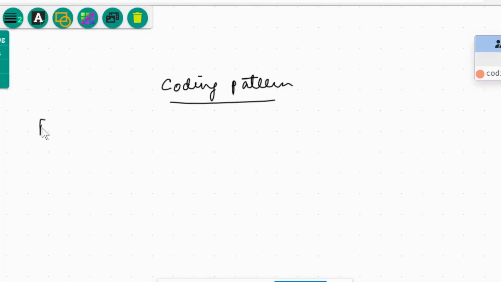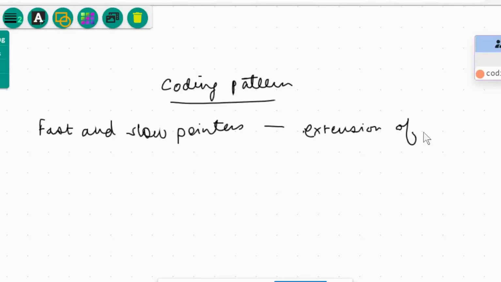The pattern that we are going to talk about today is called fast and slow pointers. It is an extension, or a different flavor, of the two pointers algorithm. If you are not aware of what the two pointers algorithm is, we have already covered that in one of the earlier videos of the coding pattern series. I would highly recommend checking it out. Check out the playlist for the coding pattern series in the description.